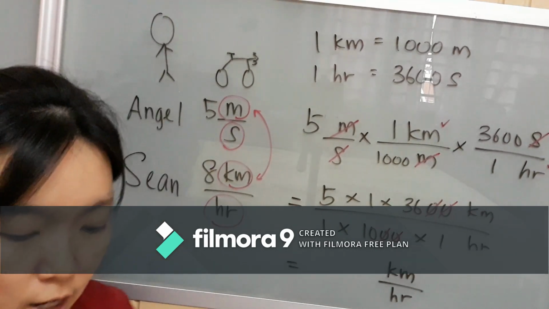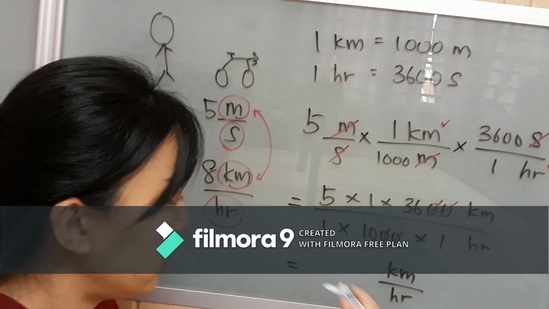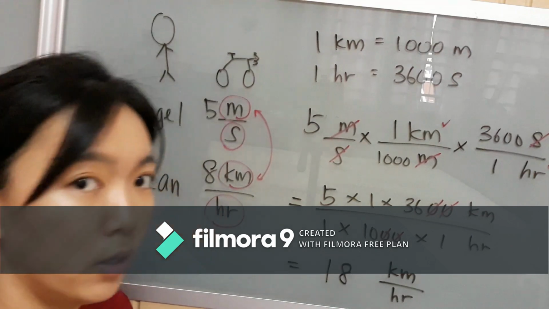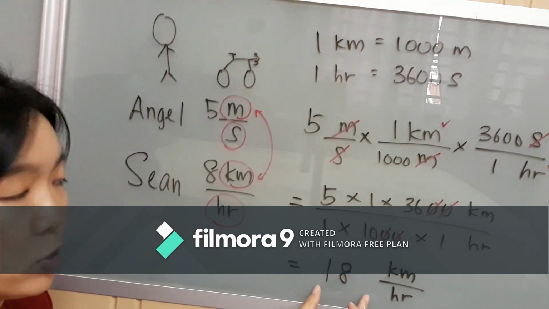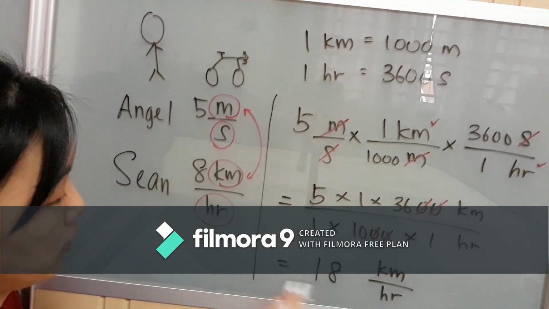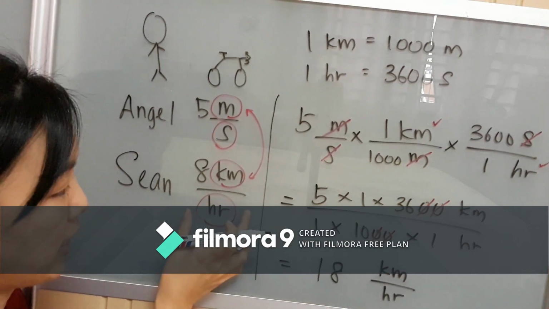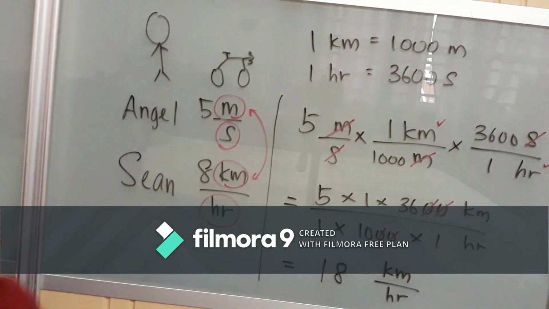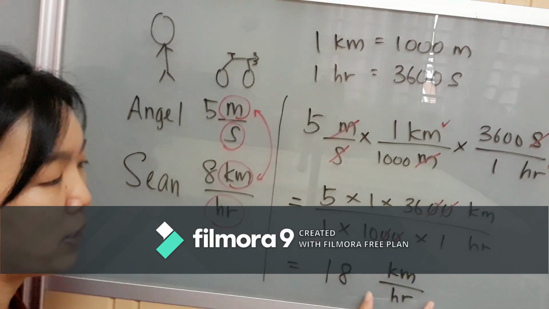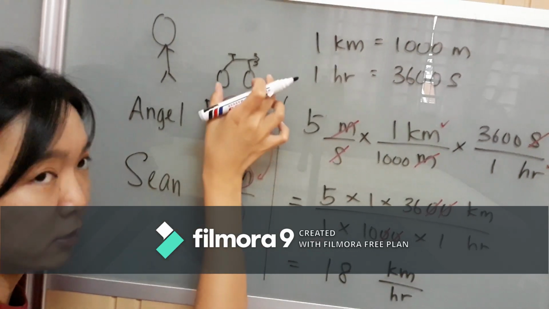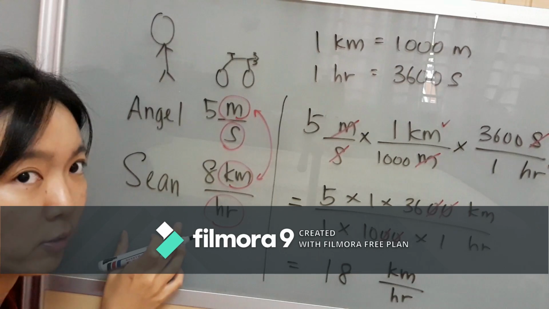From the calculator, you should be able to get 18 km per hour. So this is from Angel. Angel, 18 km per hour. Sean is 8 km per hour. So we know very clearly that the speed of Angel riding the bicycle is faster compared to Sean.